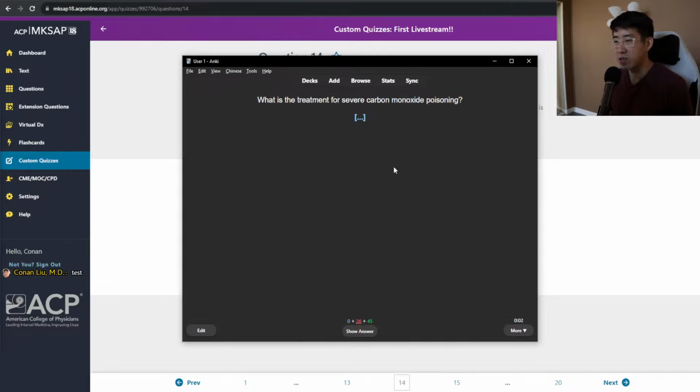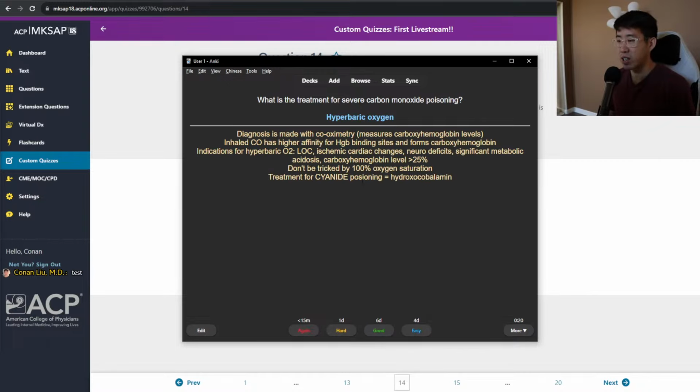What is the treatment for severe carbon monoxide poisoning? The answer to that is hyperbaric oxygen therapy, which will oversaturate the O2 and basically help displace all the carbon monoxide that's binding to your hemoglobin. And the treatment for cyanide poisoning, on the other hand, is hydroxycobalamin.